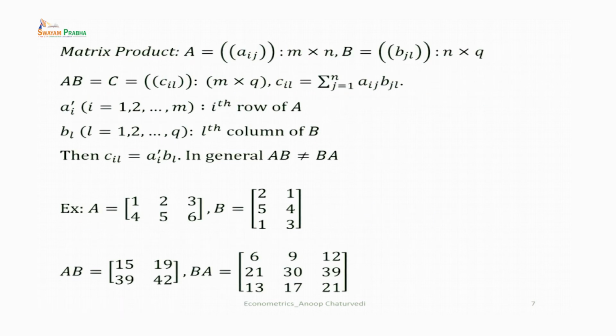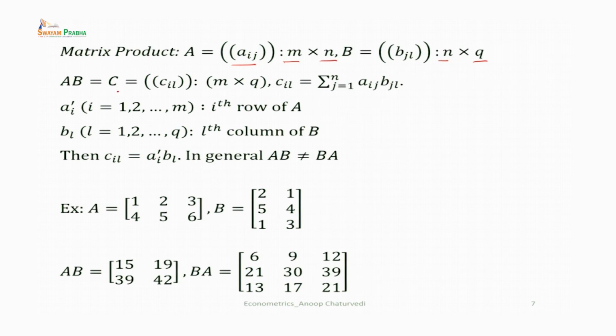Now, we define matrix product. Suppose A is an m cross n matrix with ijth element Aij. So, for A, the number of rows is m and the number of columns is n. B is a matrix of order n cross q, so for B, the number of rows is n. So, the number of columns of A is equal to the number of rows of B. Actually, you can define the product of two matrices A and B, say AB, if and only if the number of columns of A is equal to the number of rows of B.